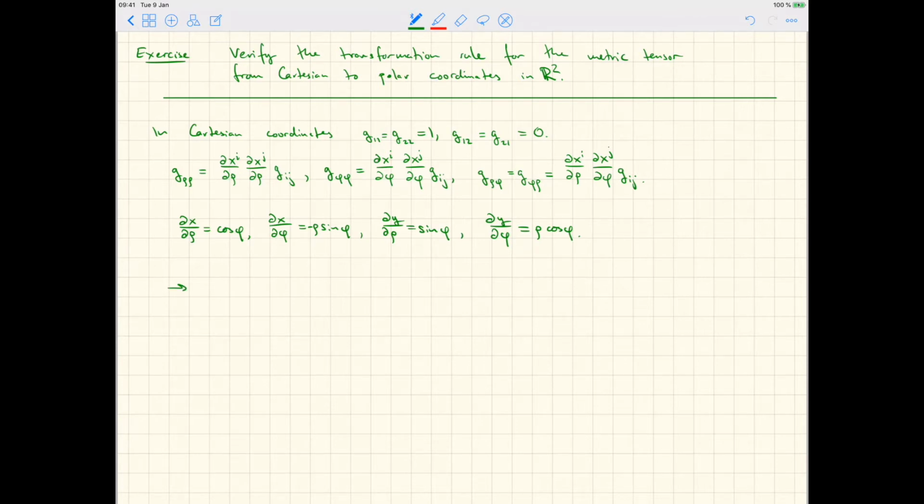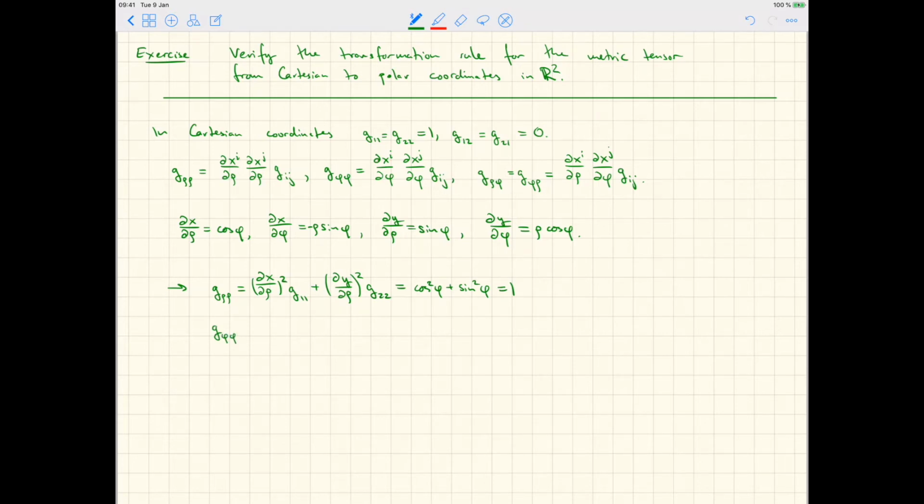Inserting this into the transformation rule, we find that g rho rho is given by dx d rho squared g11 plus dy d rho squared g22, where both g11 and g22 are equal to 1, and inserting the expressions for the partial derivatives gives us cosine squared phi plus sine squared phi, where we use a familiar trigonometric identity to conclude that this is equal to 1.